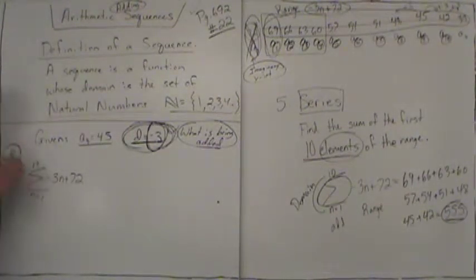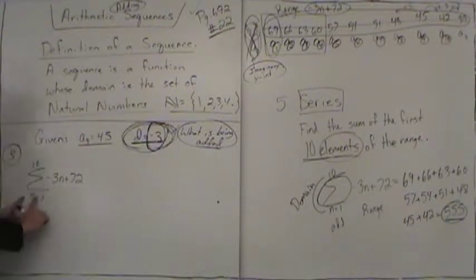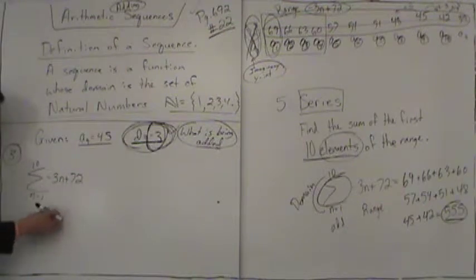Remember, this is a stepladder. N goes from 1 to 10. So 1, 2, 3, 4, 5, 6, 7, 8, 9, 10. So we're putting in what? We're putting in 1 for n. We're putting in 2 for n. We're putting in 3 for n. So we're going to calculate the first 3 and see if we can find a pattern.